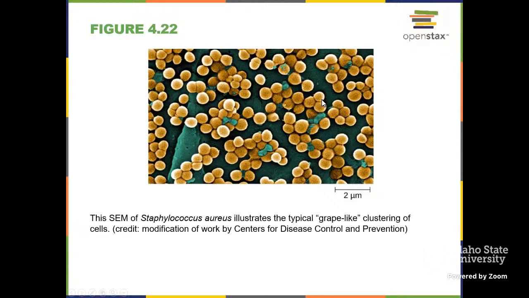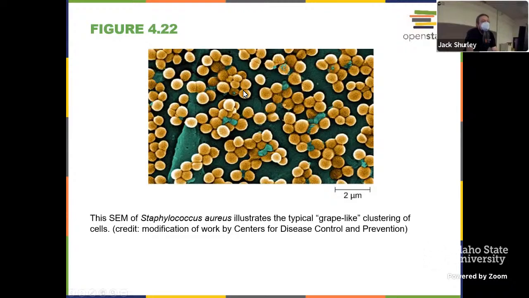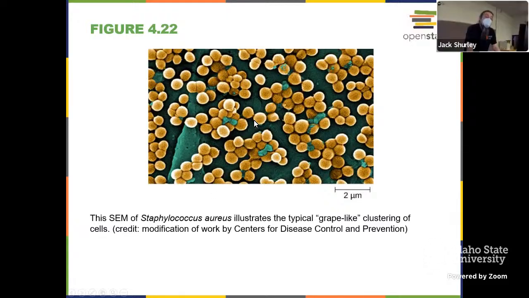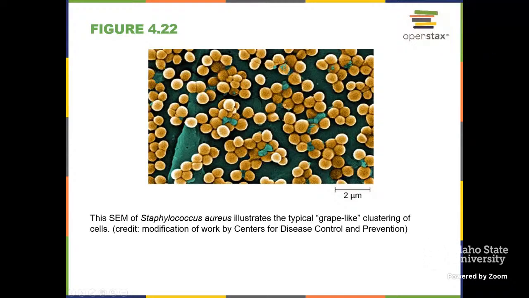I kind of like that, right? I also like it right here with these guys being yellowish or golden colored, because aureus means golden. And here, with all of these golden little cells, I think it's kind of interesting.